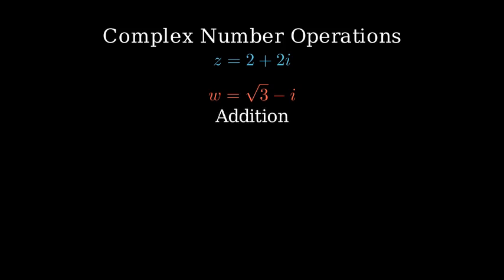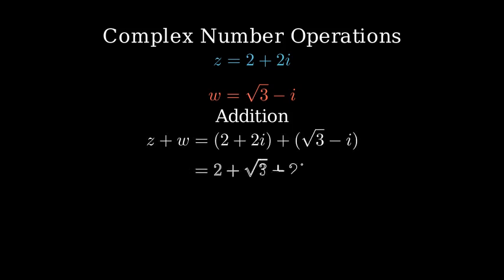Let's start with addition. To add complex numbers, we add the real parts and imaginary parts separately. So, for the real parts, we have 2 plus square root of 3, and for the imaginary parts, we have 2i minus i, which simplifies to i. Therefore, z plus w equals 2 plus square root of 3 plus i.